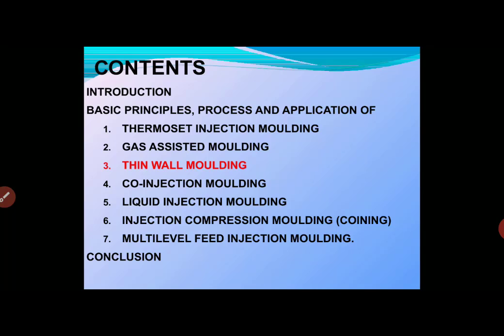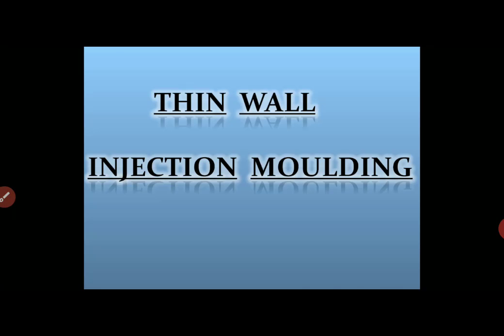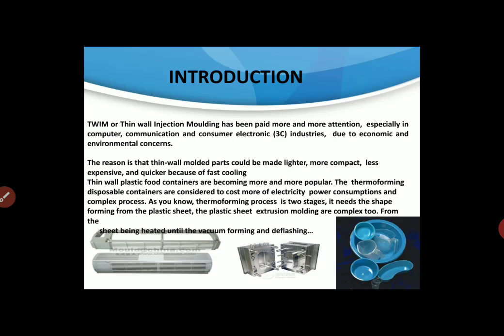In this unit, we are discussing various advanced plastic processing techniques. In our previous modules, we had already discussed the basic principle, process and applications of thermoset injection molding and gas assisted injection molding. In this module, we will be discussing thin wall injection molding. So what is thin wall injection molding and what are its merits?